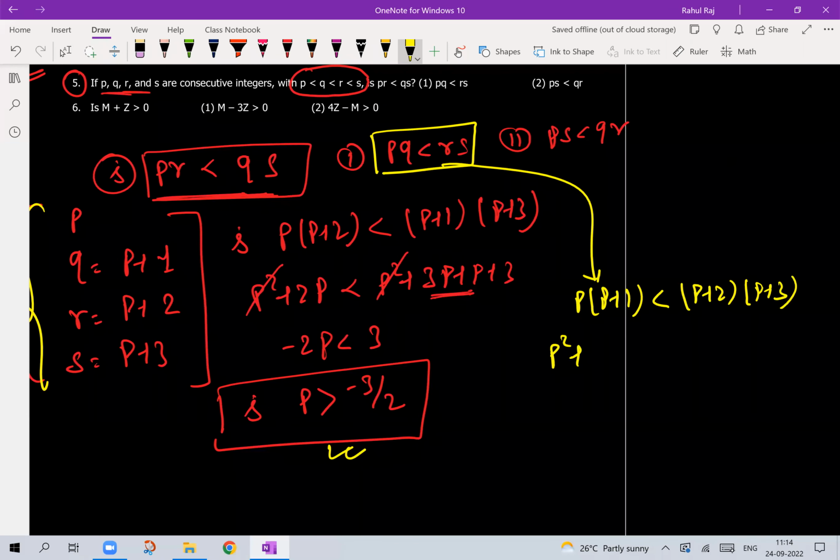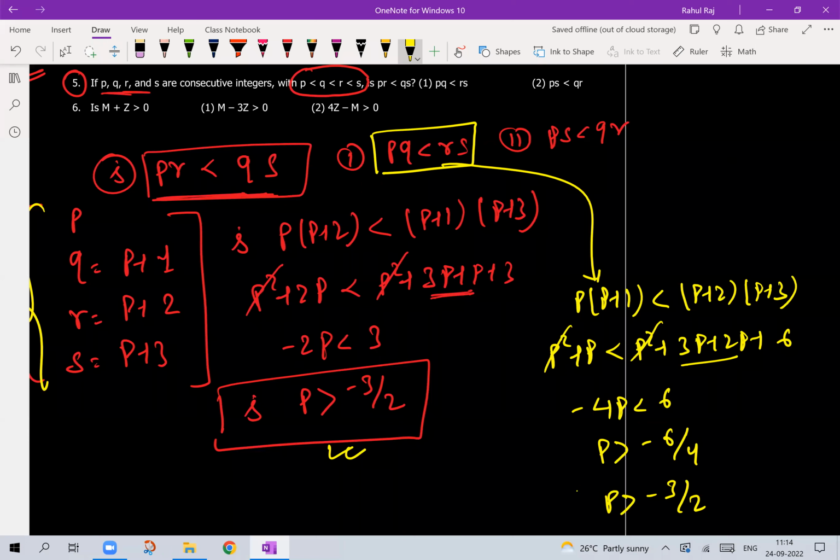So P square plus P less than P square plus 3P plus 2P plus 6. So P square is cancelled. This is 5P, it comes this side. It becomes minus 4P less than 6. That is nothing but P greater than negative 6 by 4. That is P greater than negative 3 by 2.